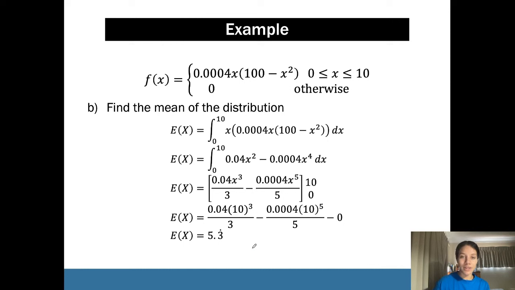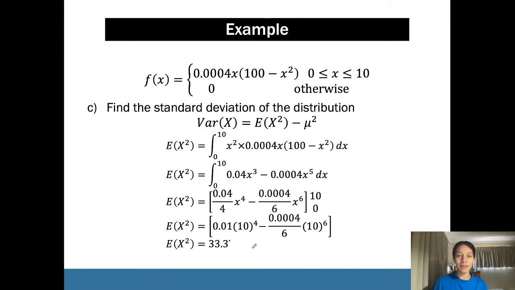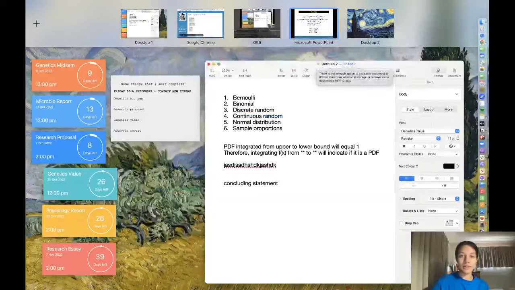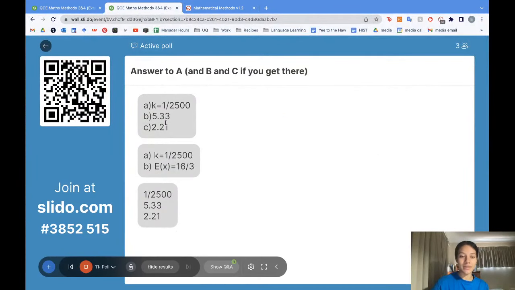The next bit is to find the mean of the distribution. We substitute into our mean formula now that we know what k is. Put it into the calculator, or work it out by hand with the help of a calculator, and we should get 5.3 recurring. That's 5 and 1/3, which everyone has gotten so far. And then for the standard deviation, again we substitute into our formula, take the square root of the variance, and we get 2.21, which seems to be everyone's answer so far.